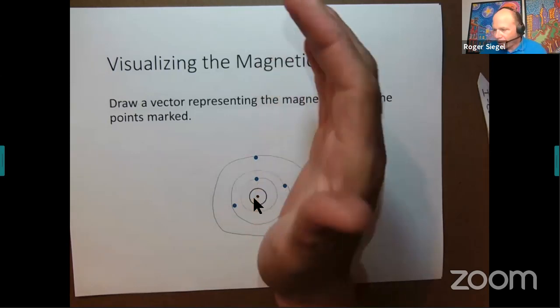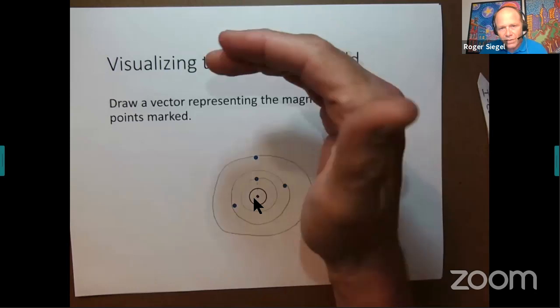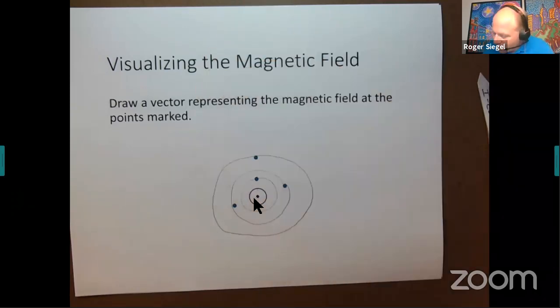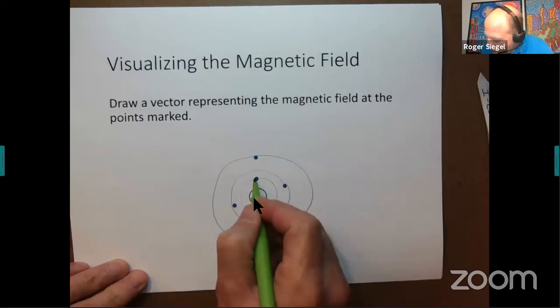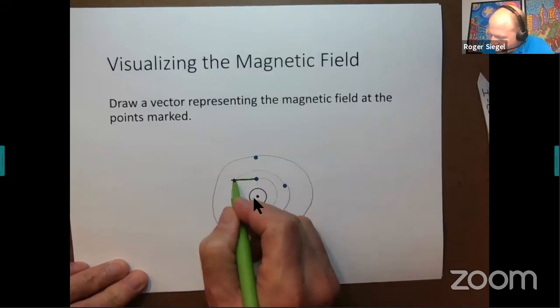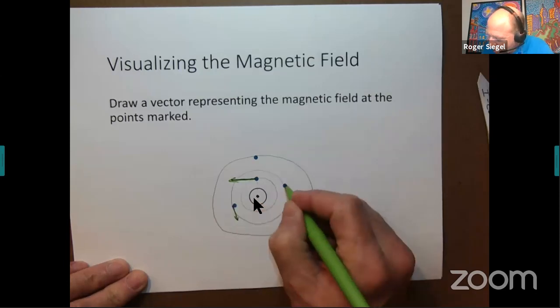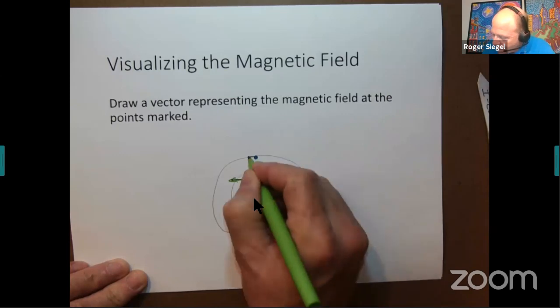And so that means that all of these magnetic fields are pointing in the counterclockwise direction. This one is the closest, so it's going to be the longest vector. These two are a little bit further away, so they will be smaller. Again, counterclockwise. And this one's the furthest, it will be the smallest.